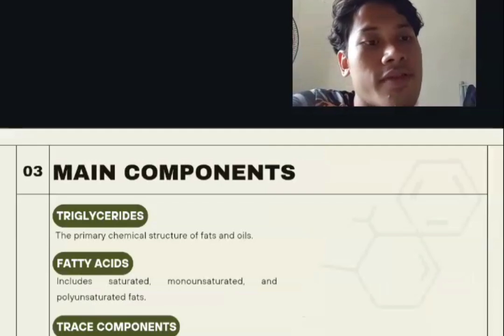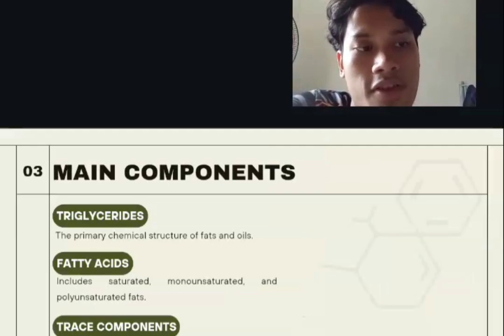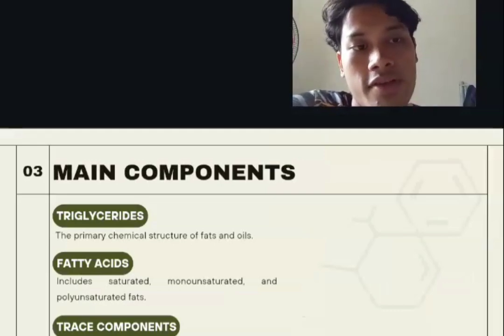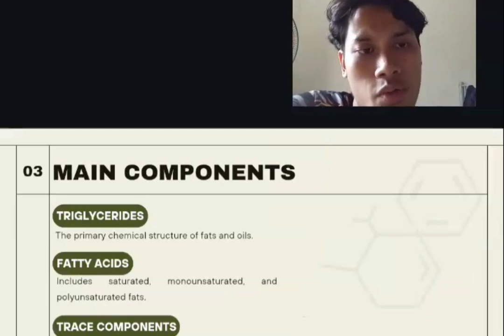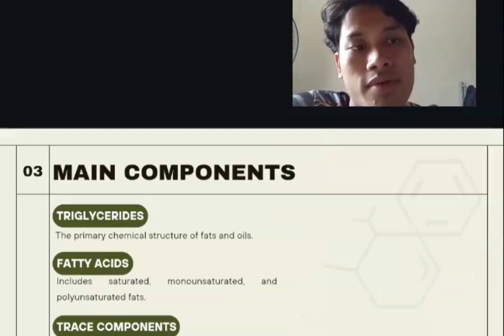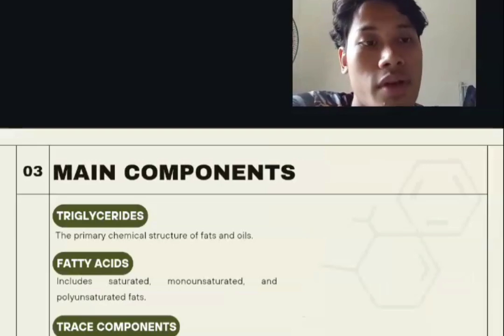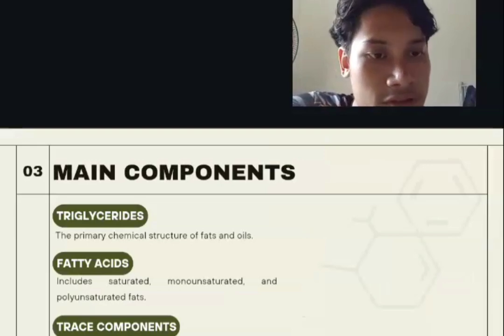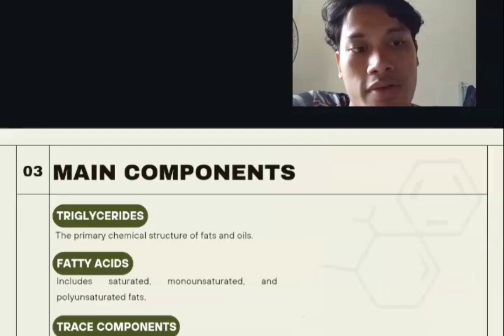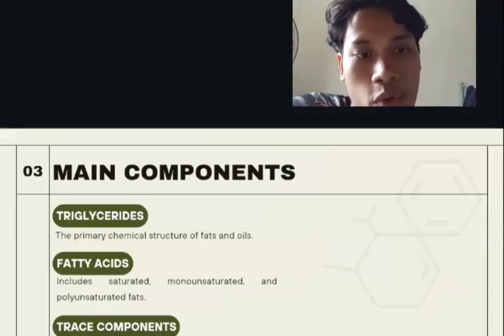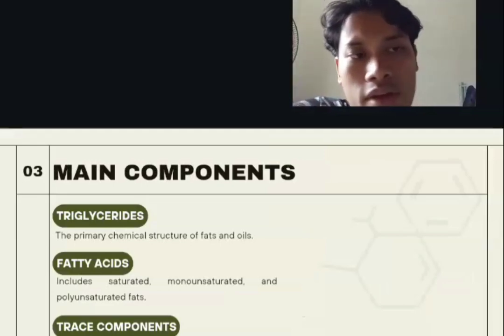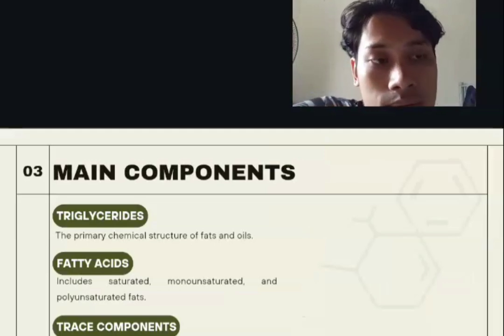These fatty acids will determine the oil's properties, such as whether it is solid or liquid at room temperature. And here we have the types of fatty acids in cooking oil. There are three main types of fatty acids that we can find in cooking oils: saturated fatty acids, monounsaturated fatty acids, and polyunsaturated fatty acids.